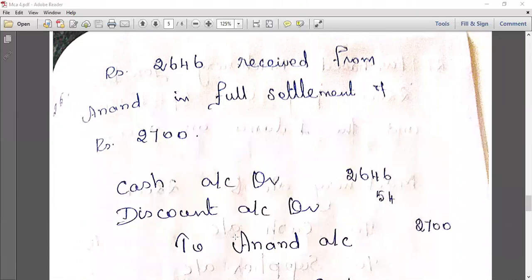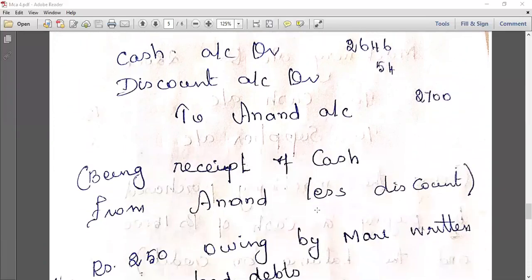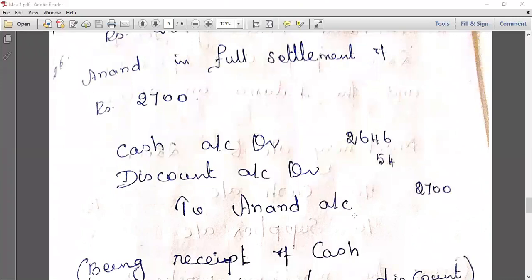Rupees 2646 received from Anand in full settlement of 2700. In this case, we provide a discount to Anand. So cash account debit, discount account debit to Anand. Anand is a personal account. So he is a giver, so we have to credit it. Cash, the amount comes inside the business. We provide the discount. It is an expense of the concern. So cash account debit, discount account debit to Anand.